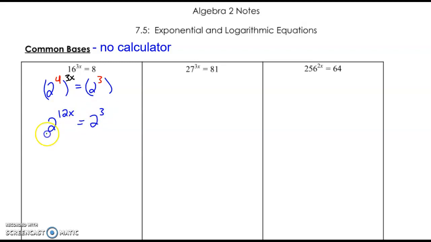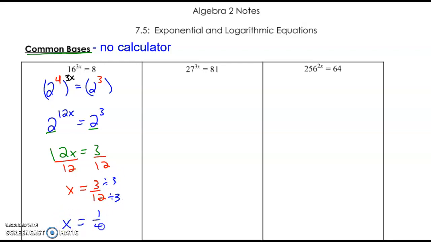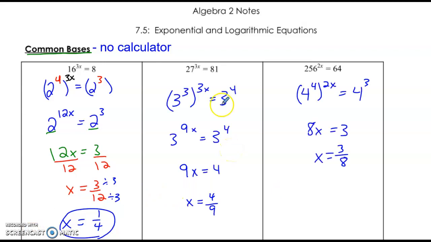And finally, once you have the bases to be the same, the common base, we can then set those exponents equal to each other. So we can divide by the 12, and then simplify what goes into both 3 and 12. So we can divide by 3. x equals 1/4. Okay? All right, why don't you pause the video and try the next two? All right, 27 and 81, we can write both those as 3 to some power, 256 and 64, 4 to some power, and then just continue solving.